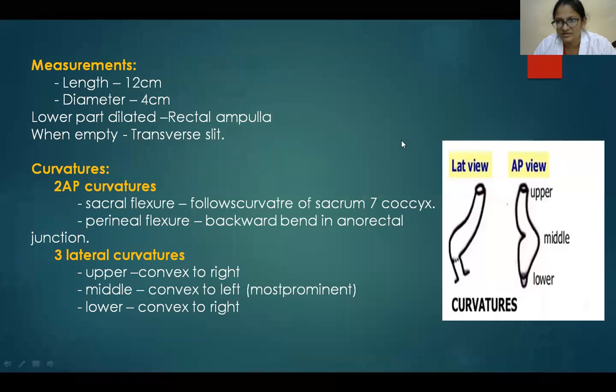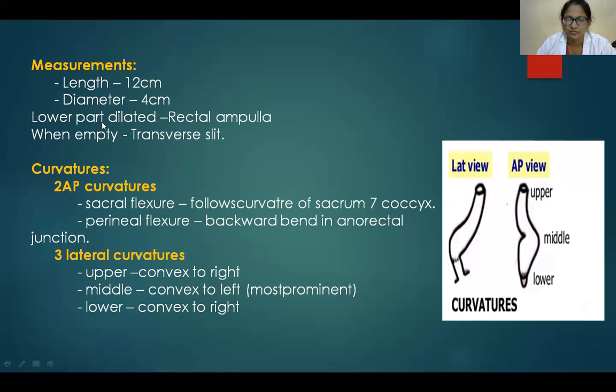Next, coming to the measurements of the rectum. These are all the external features of the rectum. Measurements are nothing but length. Its length is nearly 12 centimeters, whereas its diameter, its breadth, is nearly 4 centimeters.